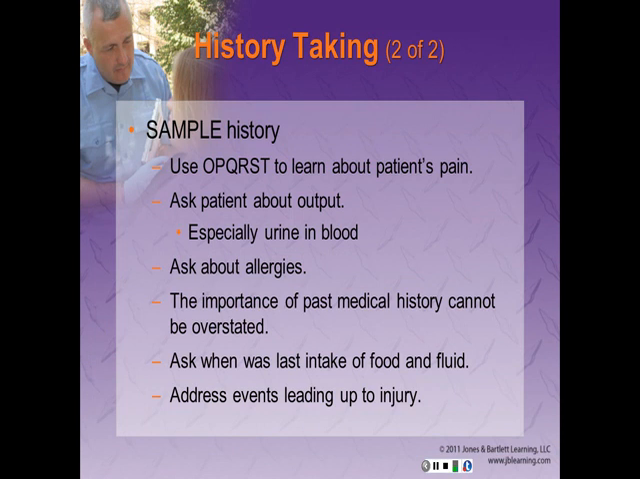Take your SAMPLE history. Also use the mnemonic OPQRST to learn about the patient's pain. Ask the patient about output from the system, especially urine, blood in the urine. Ask about allergies to medications or environmental triggers. The importance of past medical history cannot be overstated here, because repeated or previous injuries or illness can help determine the extent of the current injury or illness. The last intake of food and fluids is important because it can predict the genitourinary system's contents, and you should address the events leading up to the injury.